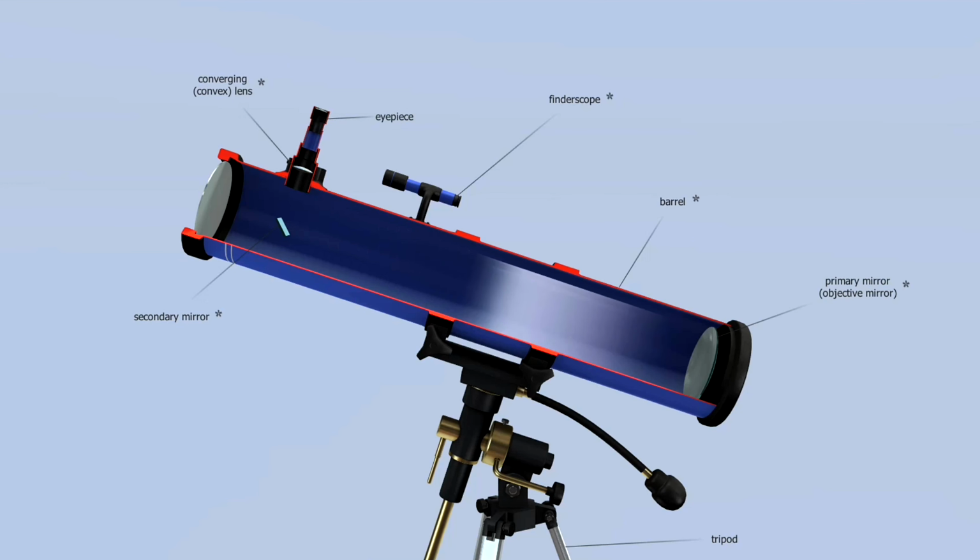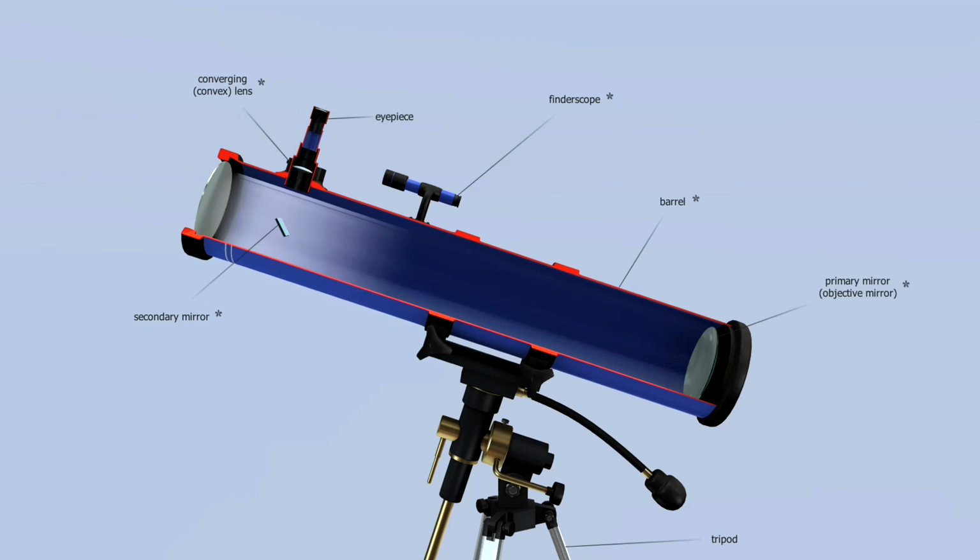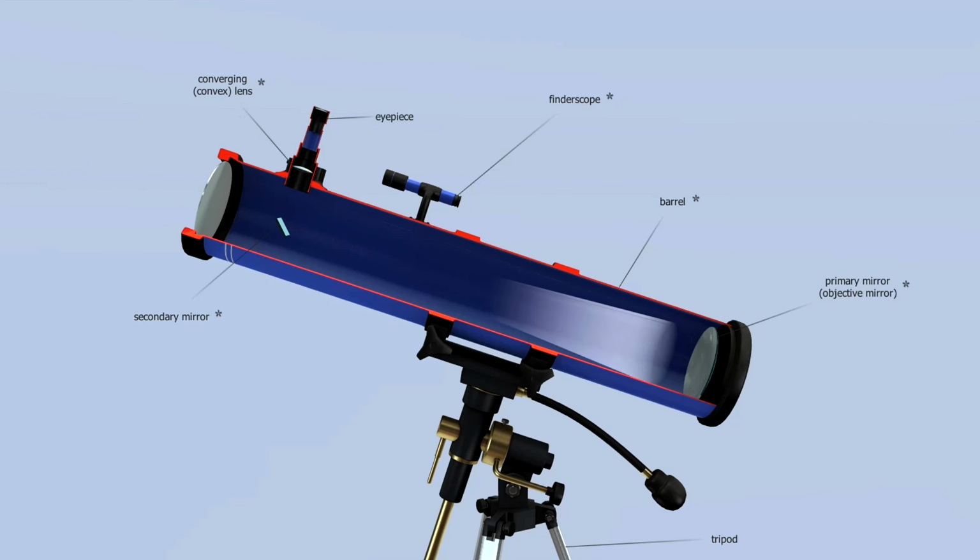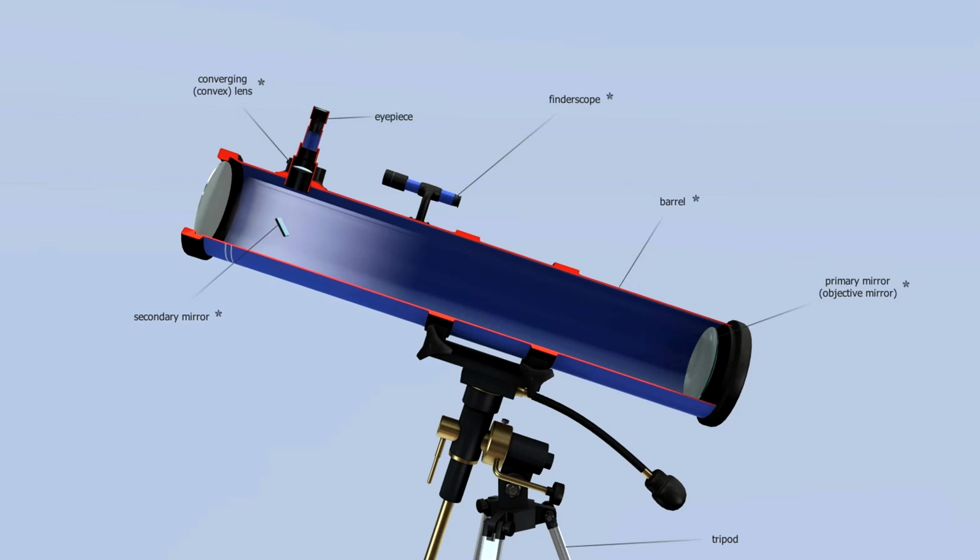The main advantage of reflecting telescopes is that they contain large mirrors, which are much cheaper to produce than the large lenses in refracting telescopes. Therefore, the largest telescopes used in astronomical research are reflectors.